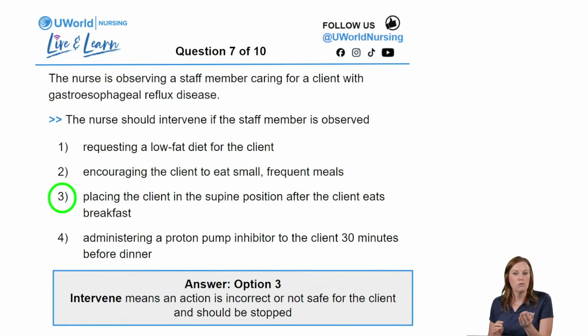So for this option, we want to make sure that the clients are not laying flat. We want to elevate the head of the bed. We want to allow gravity to take hold and allow the contents that we just ate to make their way through the stomach. So laying flat makes it more challenging for gastric emptying to happen. So good job on that. You guys did great. Okay, let's move on.